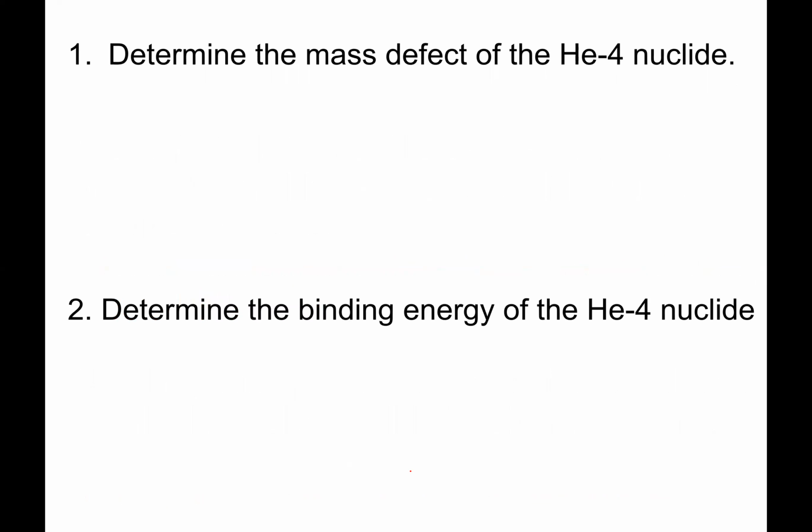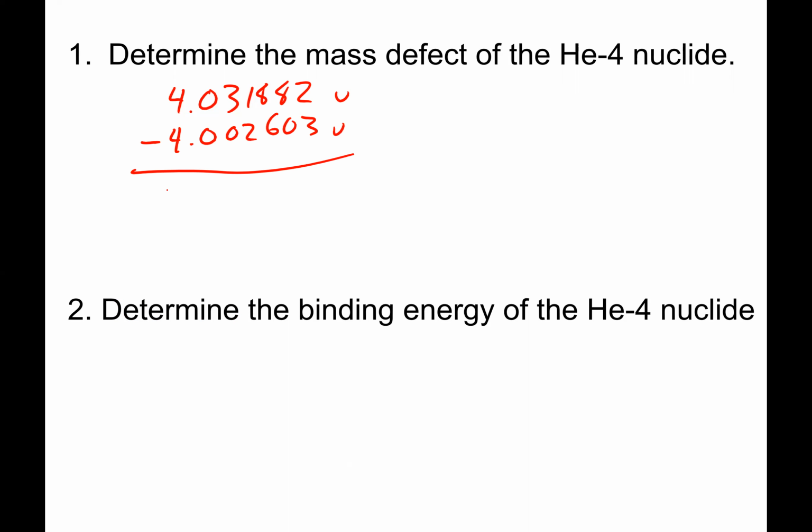So let's go ahead and determine the mass defect of the helium-4 nuclide. So I'm just going to take those two figures. The first one I'm going to copy down from the earlier slide, this was the mass of 2 protons and 2 neutrons. And then I'm going to subtract from that the mass of that helium-4 nuclide. And when I do that, I get this number here, 0.029279 AMU. So this would be the mass defect of helium-4.